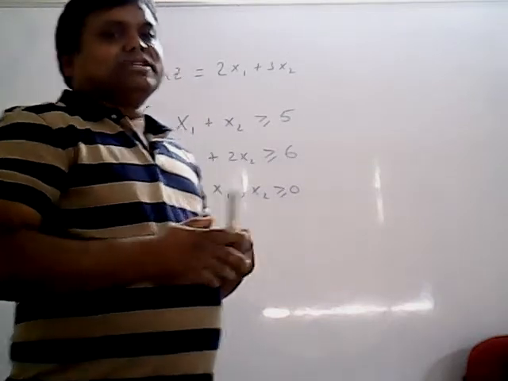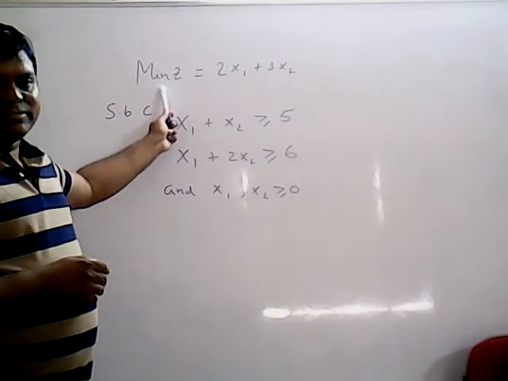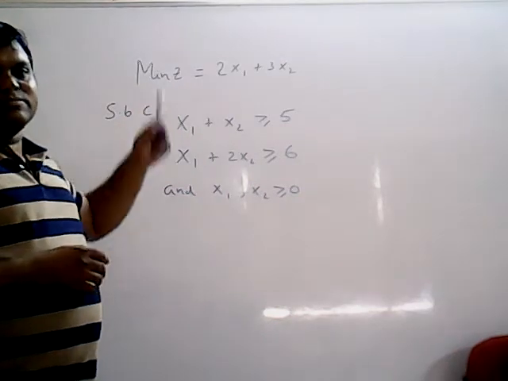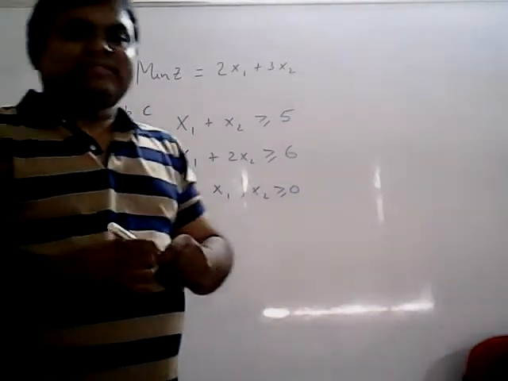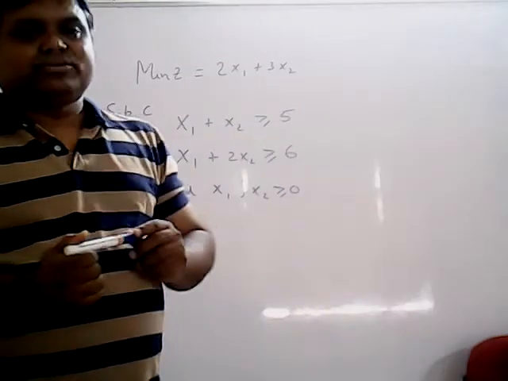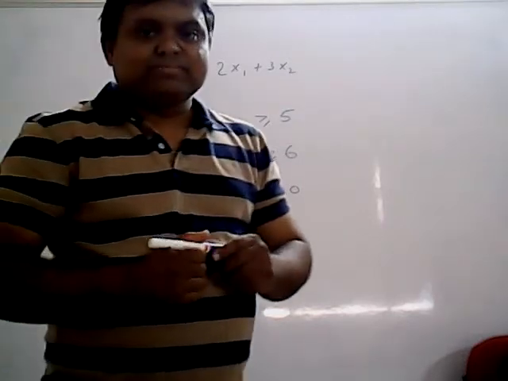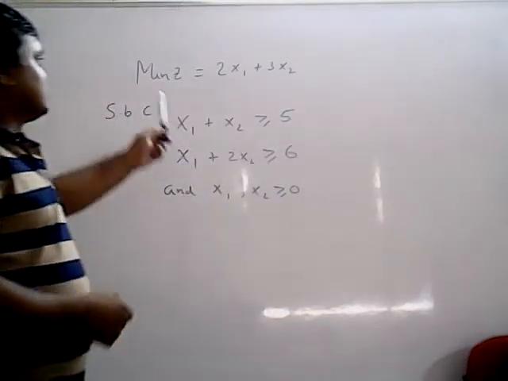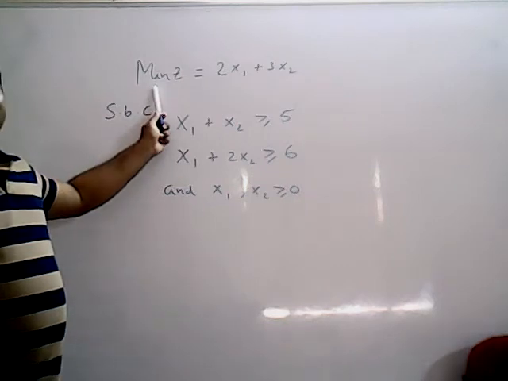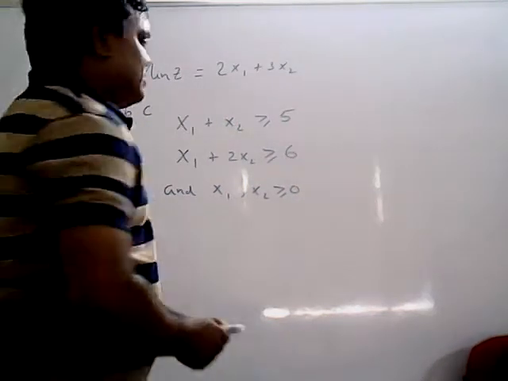Step number one is to check whether your objective function is minimization or maximization. If it is maximization, you can ignore step number one. If it is minimization, convert the minimization into maximization by using the relation maximum z star equal to minus minimum z. In this case, the objective function is minimization, so you have to convert it into maximization. Solution.